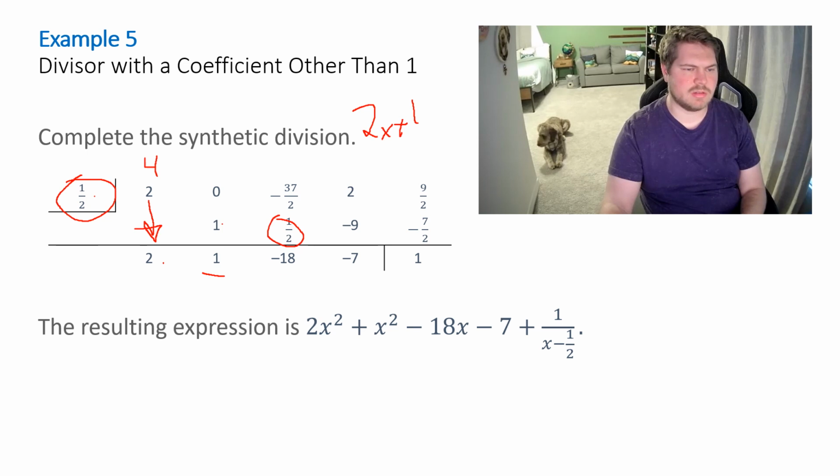36 divided by 2, which gave them negative 18. And then negative 18 times a half is negative 9. 2 minus 9, negative 7. Negative 7 times a half is negative 7 over 2. This became 2 over 2, and then that's how they got 1 as a remainder. So here you have it.